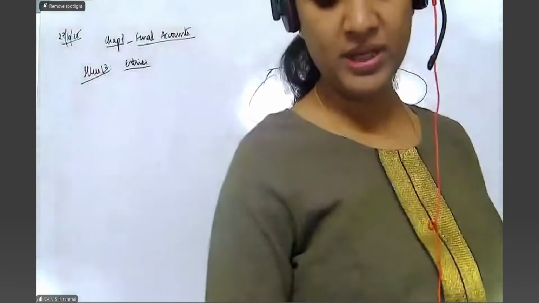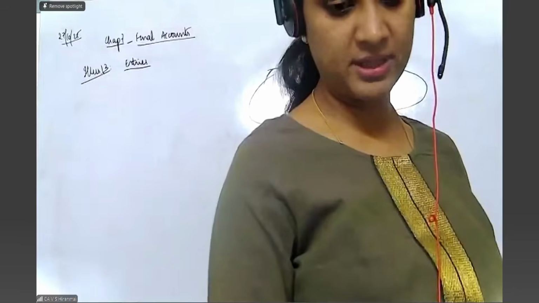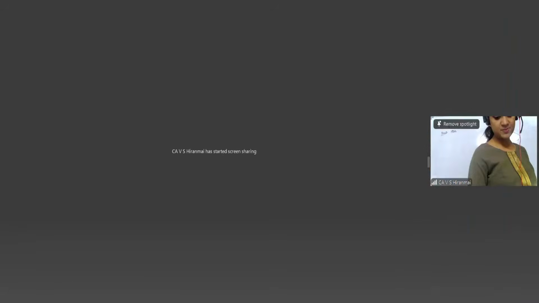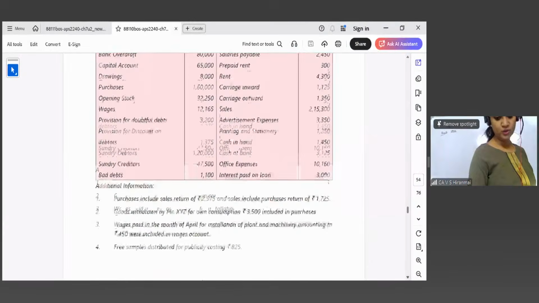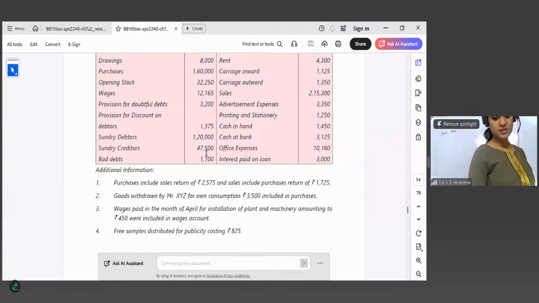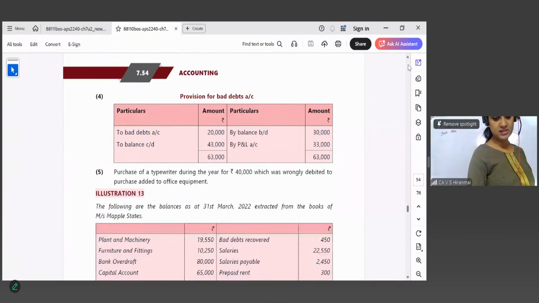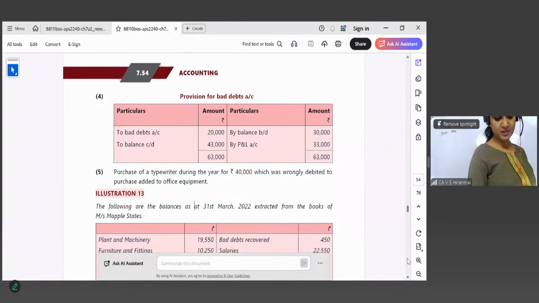Now we'll be going ahead with the illustration number 13. I will be explaining the adjustments for you and you people have to do the question. So this particular 13th one, it says, following are the balances extracted from the books of Maple States.